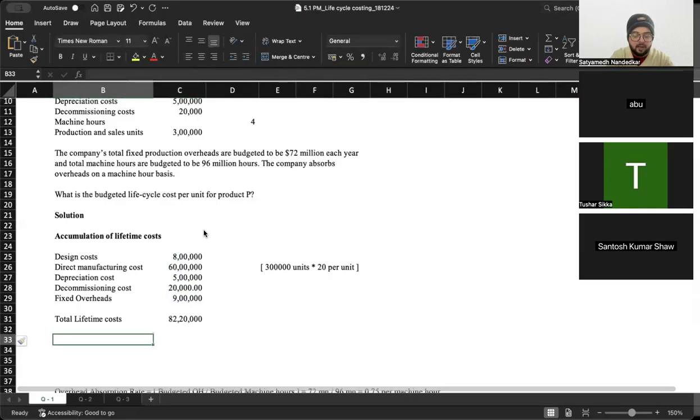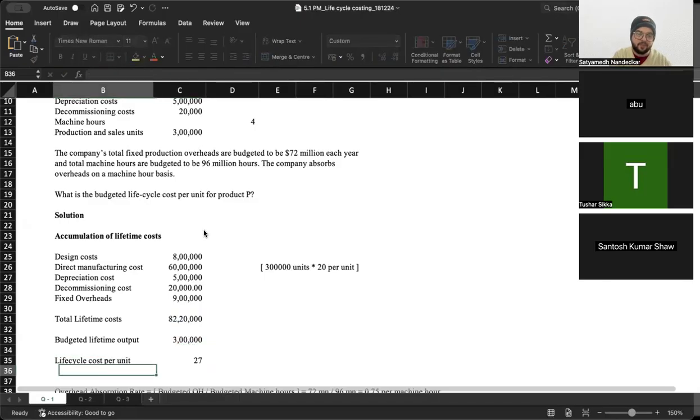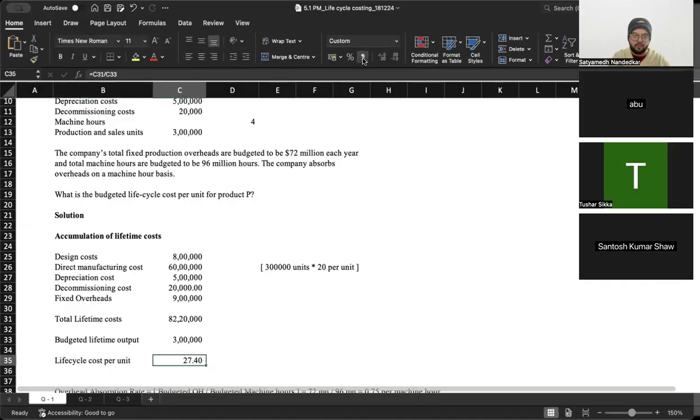Okay. And what is the budgeted output? Budgeted lifetime output is 3 lakh. So life cycle cost per unit is 27.4. This is how the calculation goes. Accumulation of lifetime cost. And you divide that by the total number of units, you will get life cycle cost per unit, which is 27.4.